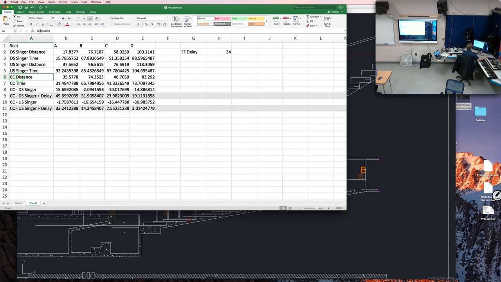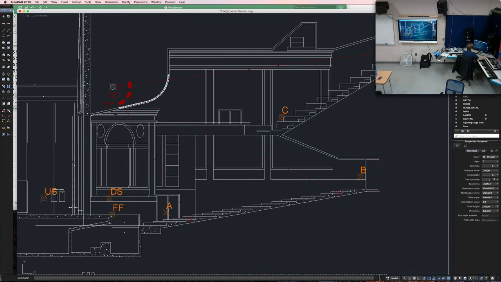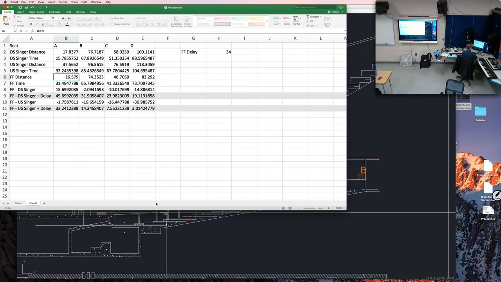So if I change all of these to front fill, this is front fill, front fill, front fill, front fill, front fill. Okay, so what I need to do now is just change these distances. I need to measure the distance of my front fills now. So if my front fill to front row is 16.5795. And by the way, I'm going to set this back to 0.